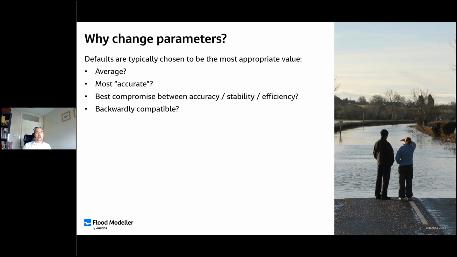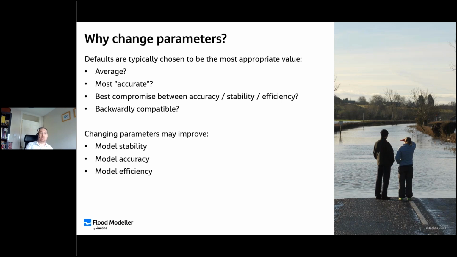And sometimes they are chosen to be backwardly compatible. So it might be that in previous versions of the software, we didn't allow you to change a parameter. It was hardwired as a specific value. In current and future versions, we may allow you to change that parameter, and it makes more sense for the default value to be what it always was historically. So that fixed value that it was in the past, but then we allow you to change it in the future, but we still default it to the old hardwired value.